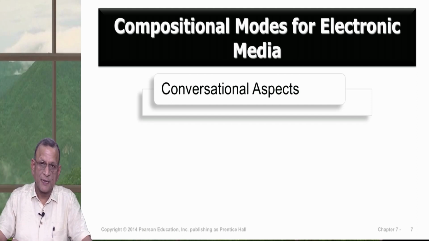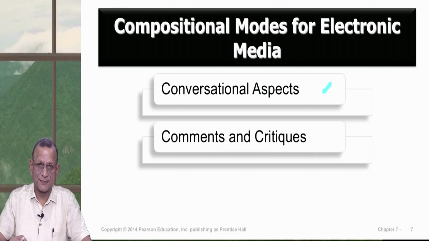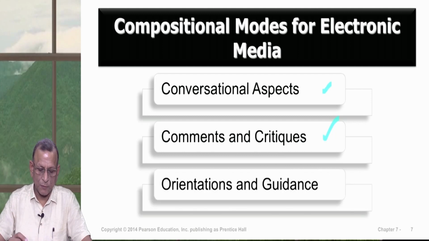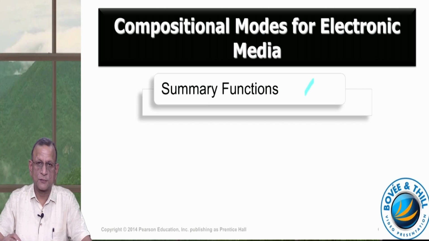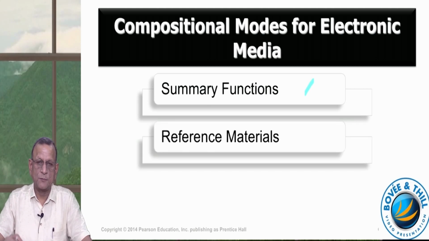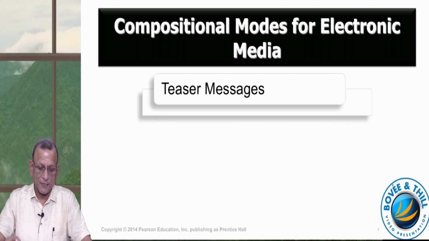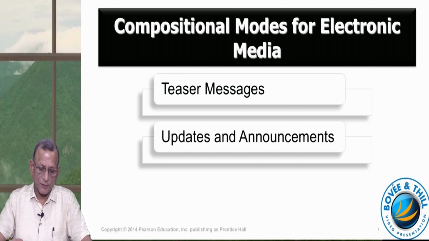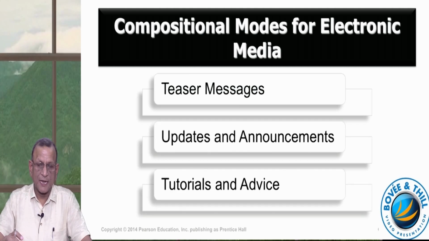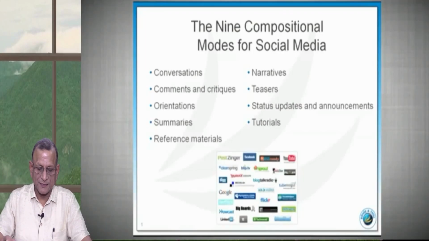The first is conversational aspect. I hope you are in a position to recollect this. Then the second one is comments and critics. We have not discussed this thus far. So Bobby will tell. Then the third one is orientation and guidance. And the fourth one is summary functions. Fifth is reference material. The sixth is narration and storytelling. Seventh is teaser messages. Eighth is updates and announcements. And the ninth one is tutorial and advice. So let's watch Bobby and understand more from him.